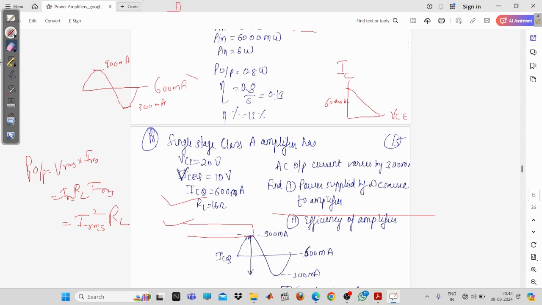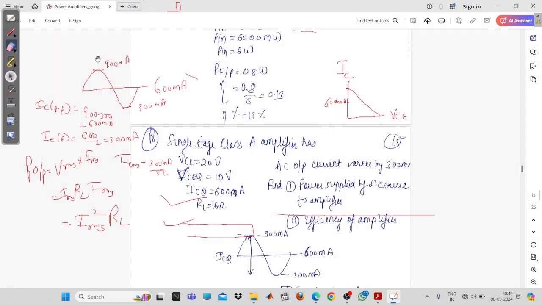For that, you have to move towards our waveform. This is the peak value. First we will calculate the I peak to peak. IC peak to peak will be equal to 900 minus 300 milliampere, so that is 600 milliampere. This is positive peak to negative peak. Similarly, if you want to calculate only the peak value, that will be 600 upon 2, which is 300 milliampere, and ICRMS will be equal to 300 milliampere upon root 2.